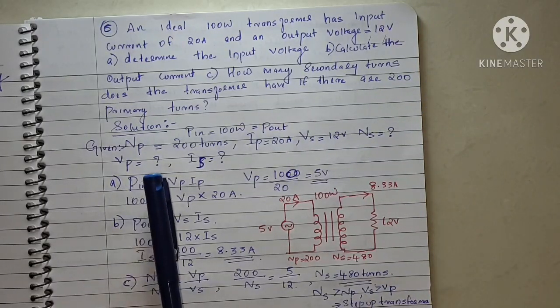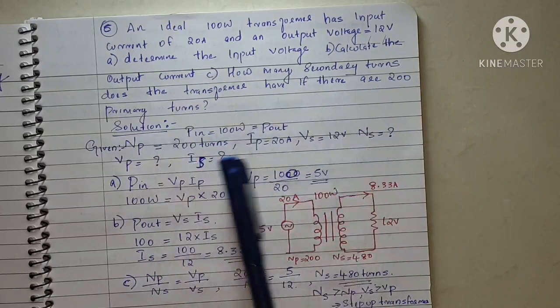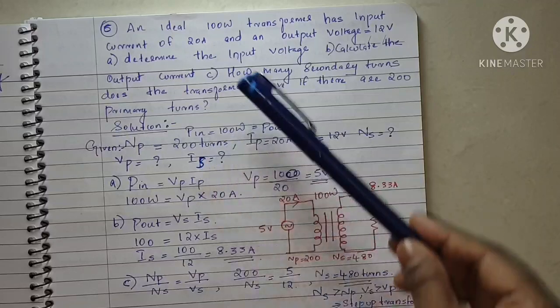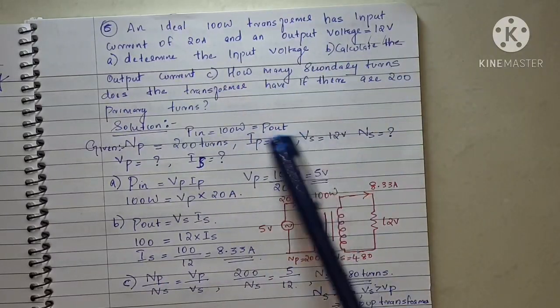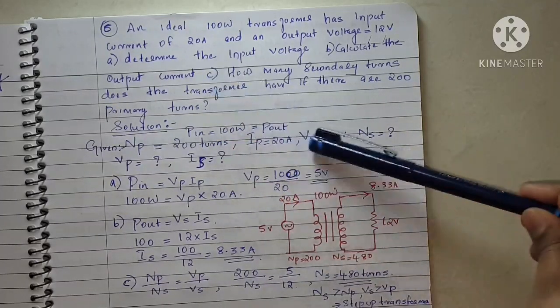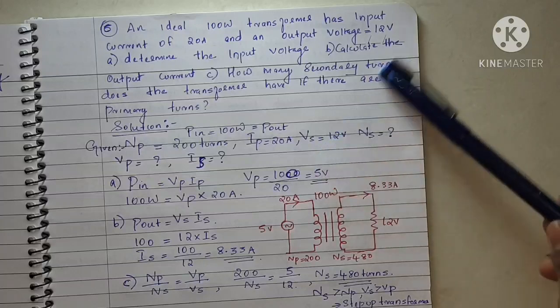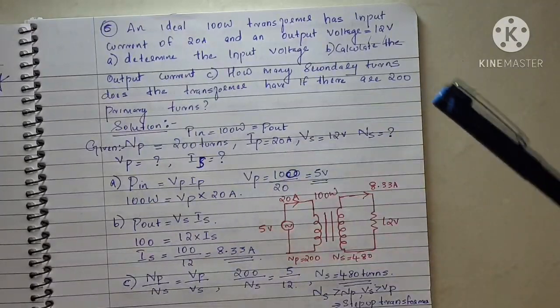It is given NP equal to 200 turns, primary turns, and input power equal to 100 watt. Since it is an ideal transformer, input power equal to output power is equal to 100 watt. IP is given as 20 amps. Vs is given as 12 volt. We need to find out Ns, Vp and Is.